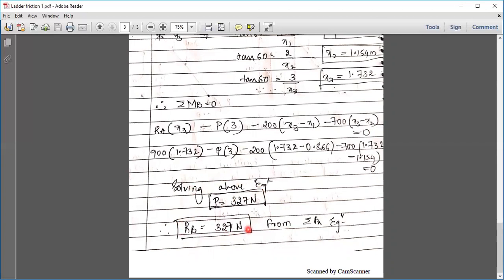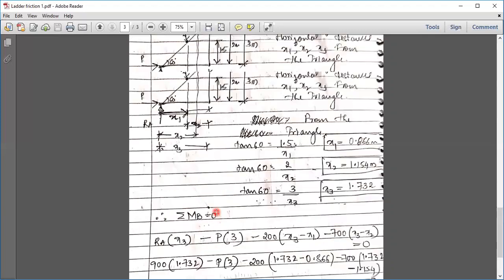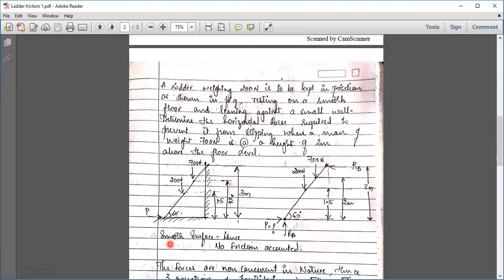So this is one type of example on ladder friction, where I will be finding the force applied at the base of the ladder to avoid it from slipping. There are three types of numericals in ladder friction. This is one. We have another, which I'll be taking next, that is finding the angle theta. And then we have another type of numerical also, which will be done.